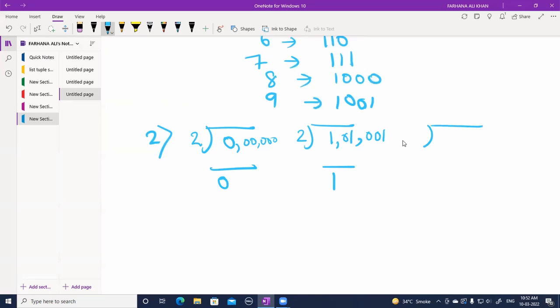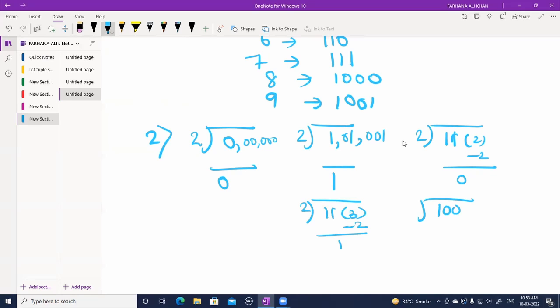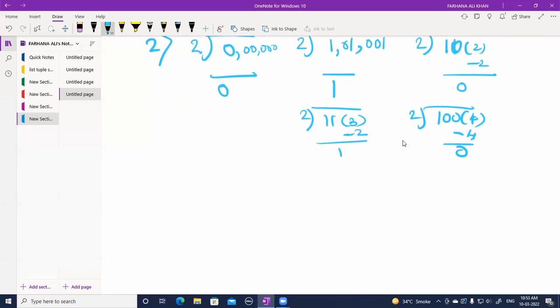Now we have number 2. Number 2 is 10, and when it is divided by 2, we have remainder 0. Then number 3 is 11, and when divided by 2 it produces remainder 1. Then number 4 is 100, and when divided by 2, we have remainder 0. Now number 5, when divided by 2, gives remainder 1.